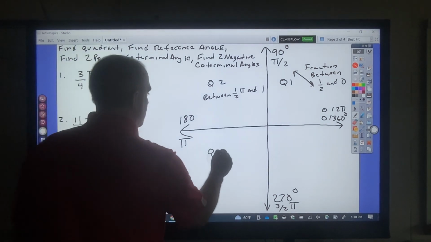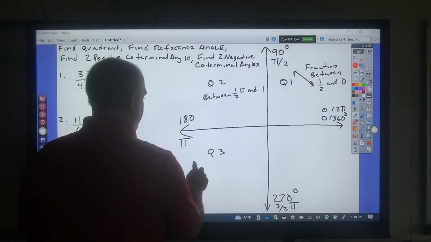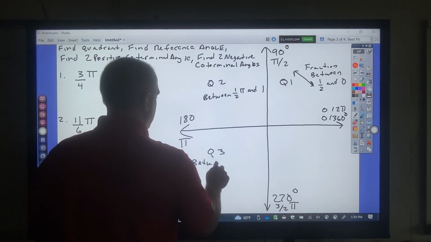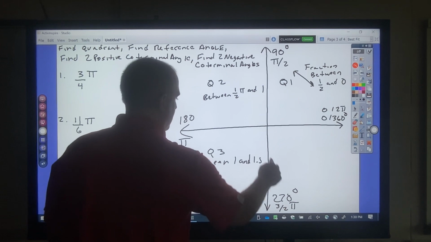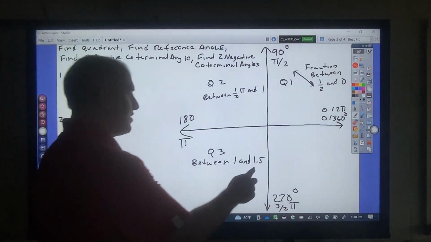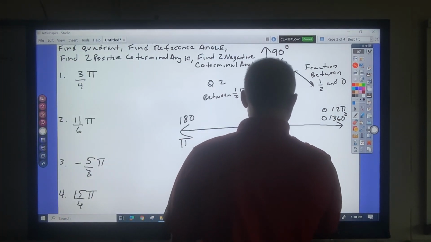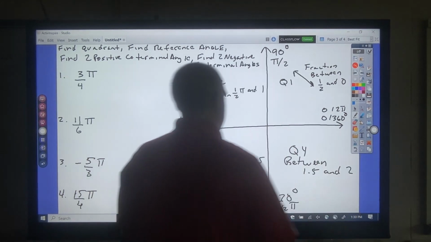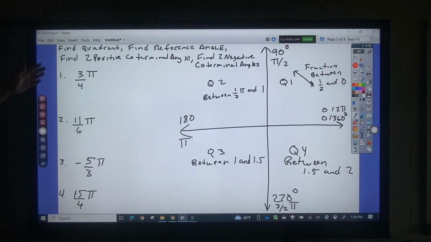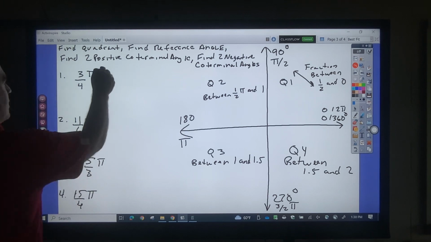In quadrant 3, it's between 1 and 1.5. That's what 3/2 pi is. And in quadrant 4, the fraction is between 1.5 and 2, as far as the fraction goes. So 3/4 is between 1/2 and 1. So this is quadrant 2.